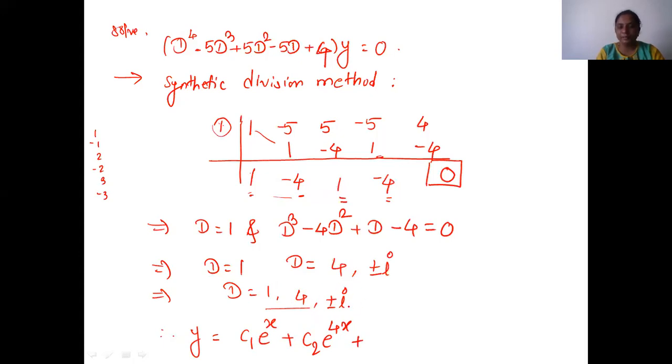What is alpha here? 0. So e raised to 0x. If you write it, good; if you don't, okay. e raised to 0x is 1. Okay, in bracket, C1, C2 are used, so C3 cos beta x. What is beta? 1. Cos 1x plus C4 sin 1x. Done. This is your solution.